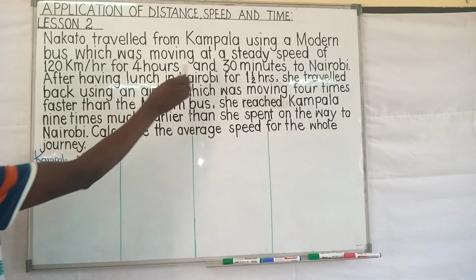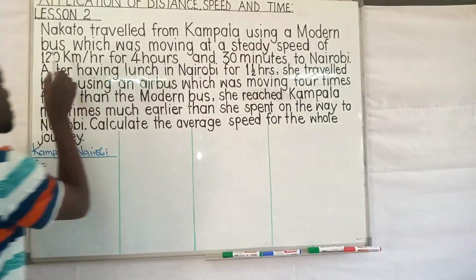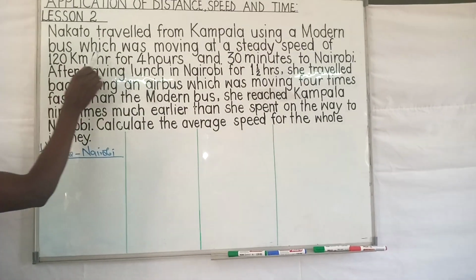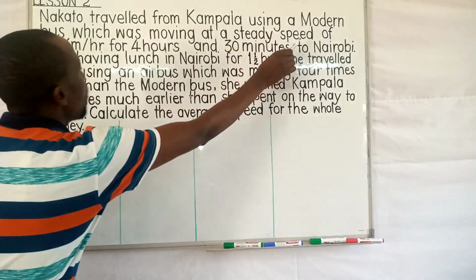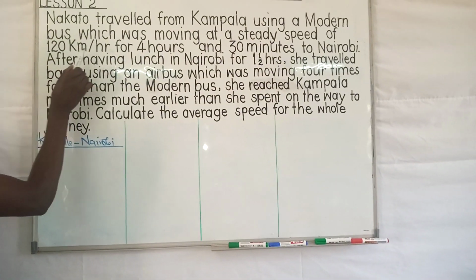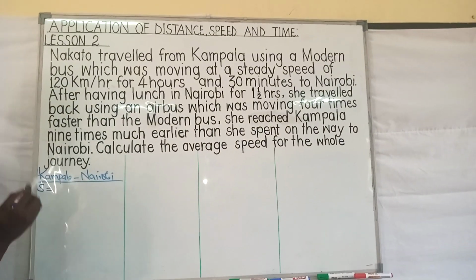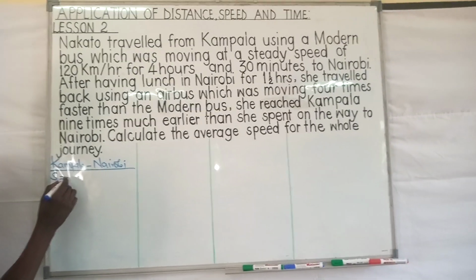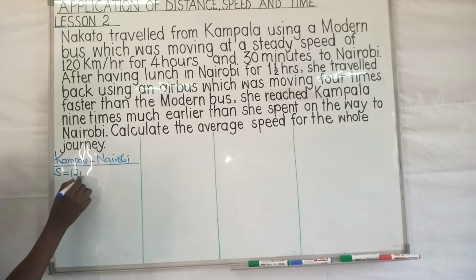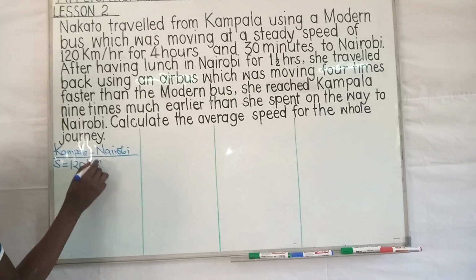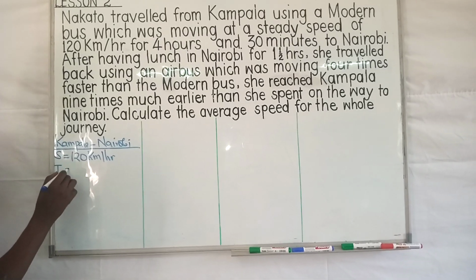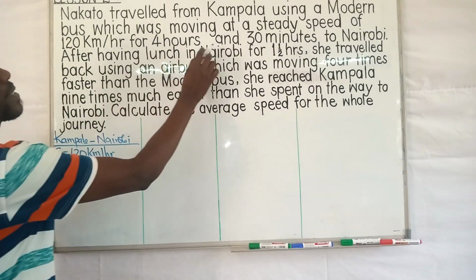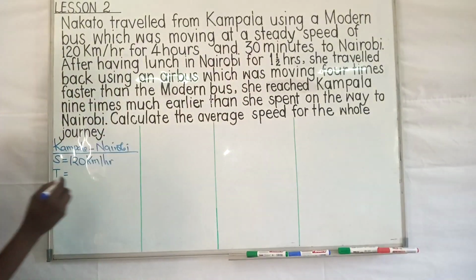In the question they're saying, Nakato traveled from Kampala using a modern bus which was moving at a steady speed of 120 kilometers per hour. So the speed is 120 kilometers per hour. What is our time? For 4 hours and 30 minutes to Nairobi.